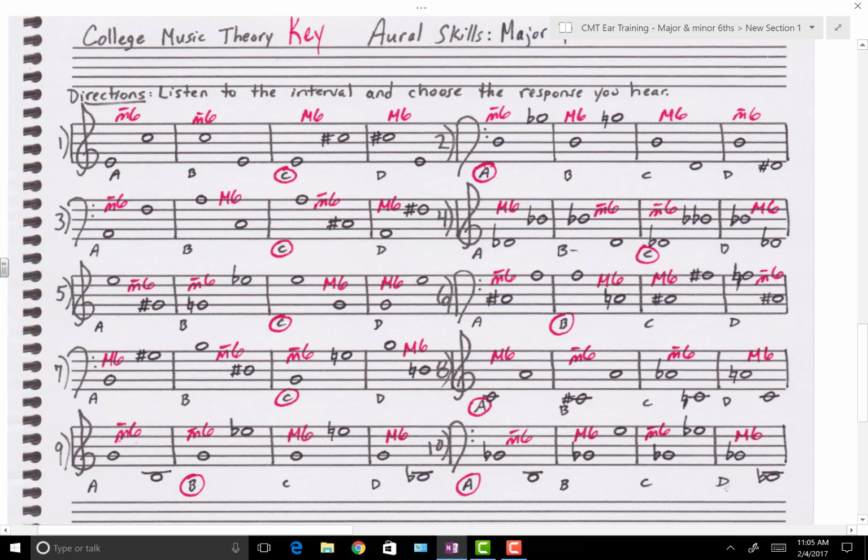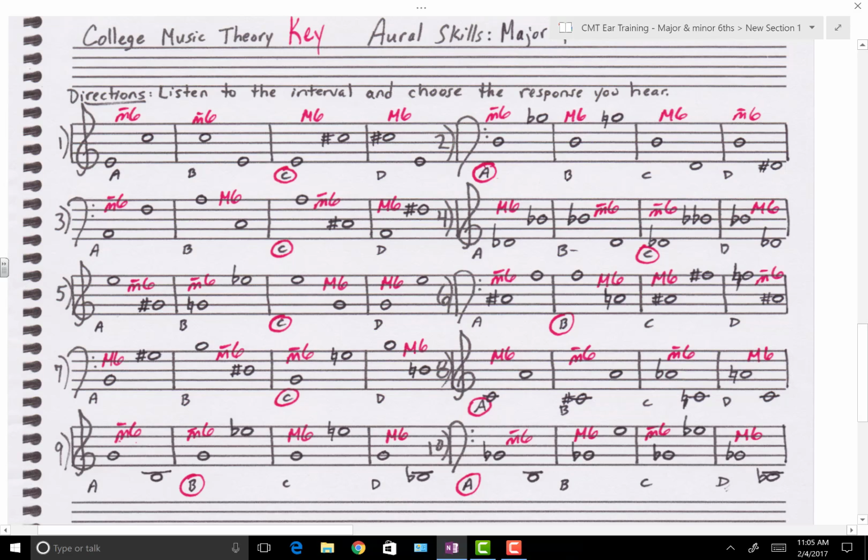For number 10, the correct response was A. We heard a minor 6th descending. This one was tricky, especially when I played it harmonically, because it's so low. Hopefully you gleaned the entertainer backwards from that, or do to mi. That was the correct response.